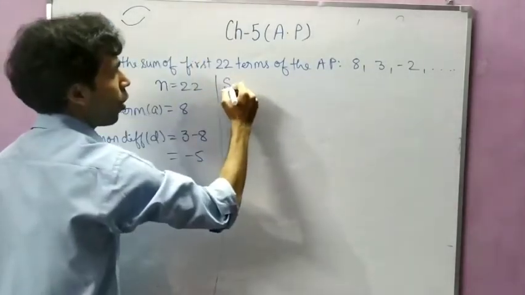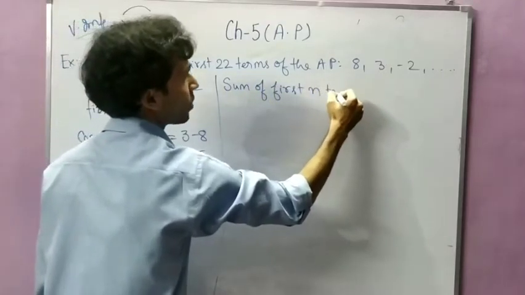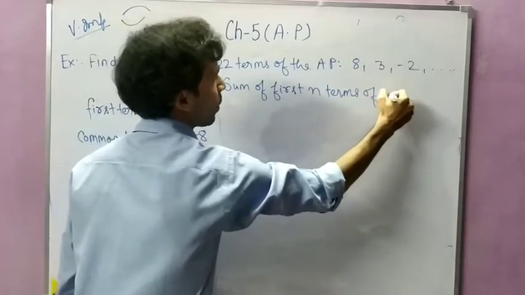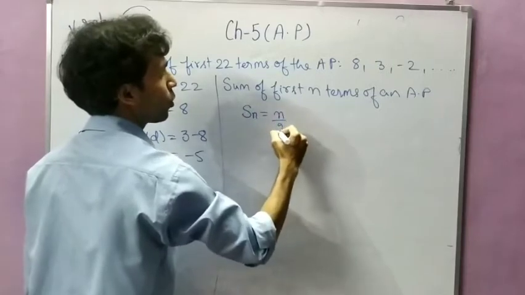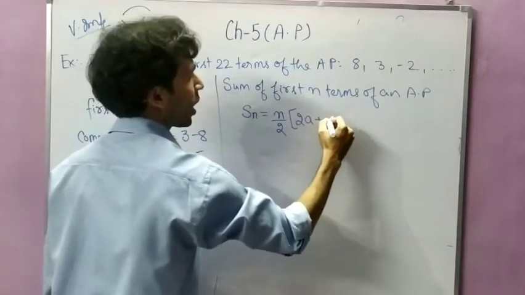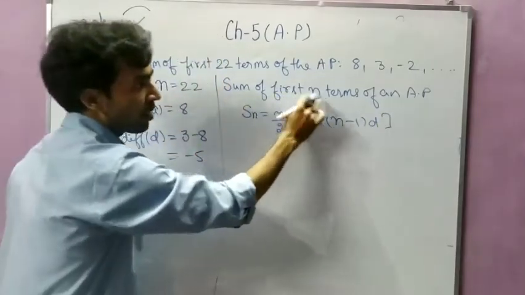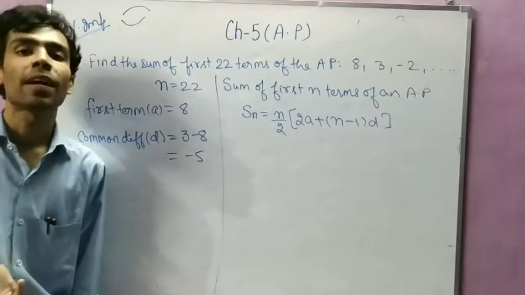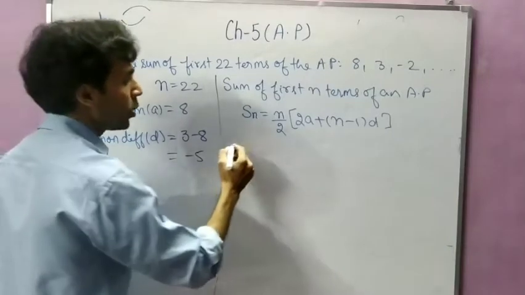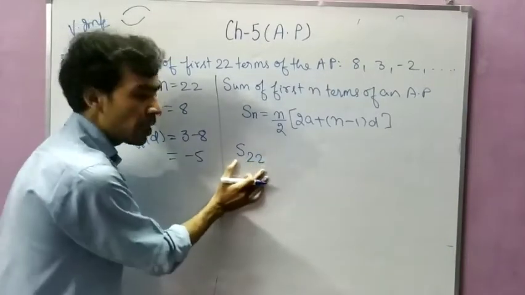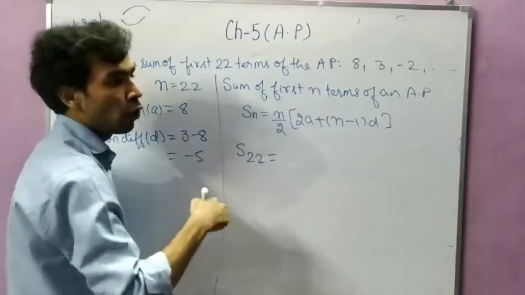The sum of the first n terms of an AP is what, student? Sn equals n by 2 in bracket 2a plus n minus 1 d. It is the formula of the first n terms, but up to how many terms do we have to find the sum? Up to 22 terms. So in place of n, we will put 22. S22 means the sum of the first 22 terms. So put the value of n, that is 22.